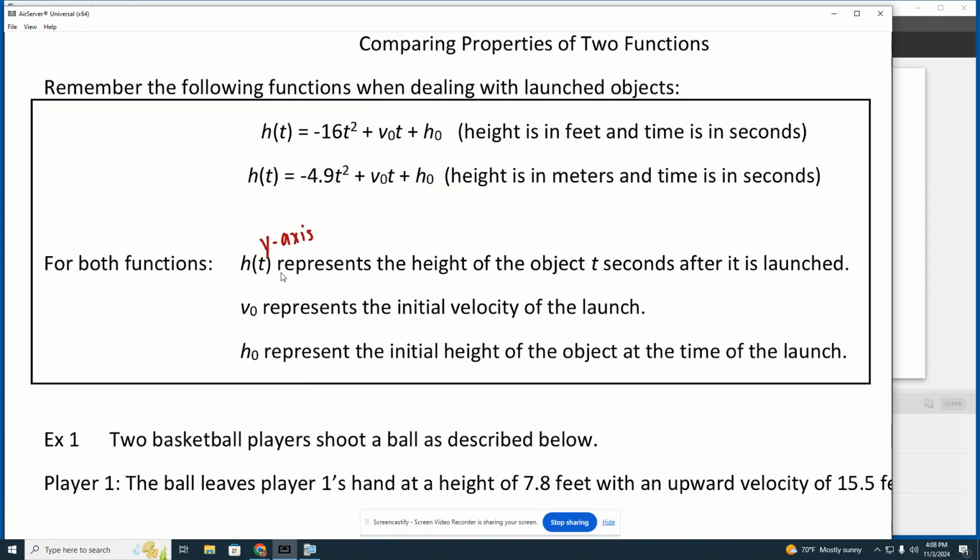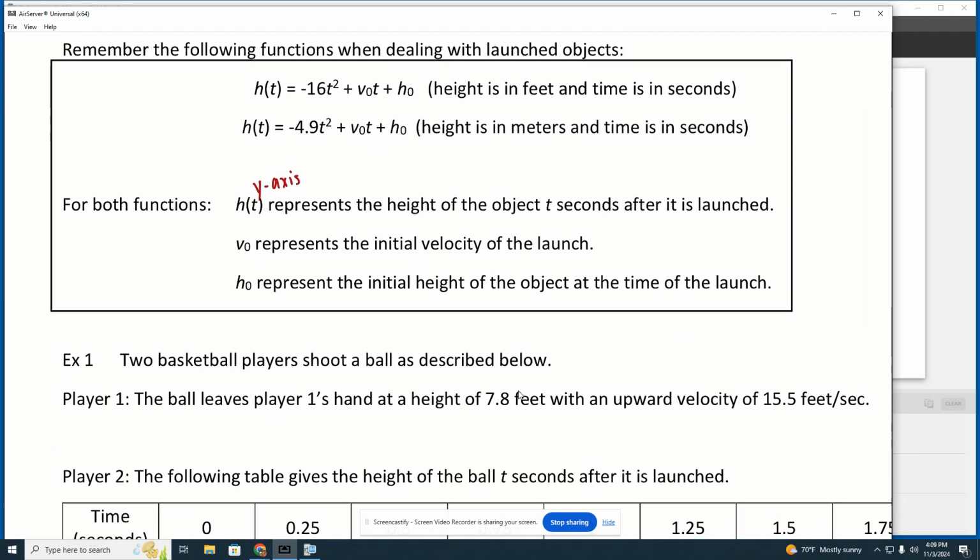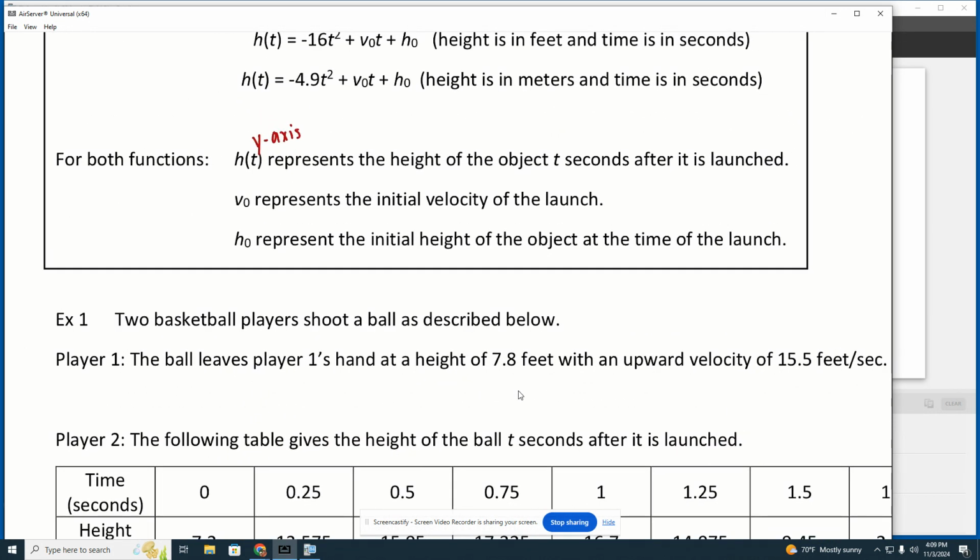So the y-axis, specifically where the graph is coming out of the y-axis, that's going to tell me the height of it right as it's getting launched. And then as it's flying through the air, we can see various things as it moves. Now, v sub o represents the initial velocity of the launch, and h sub o represents the initial height of the object at the time of the launch, which we'll talk about in just a second. So let's look at an actual example, and then we'll be able to go from here.